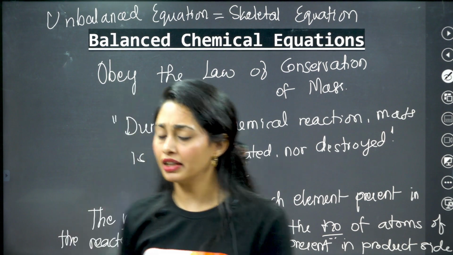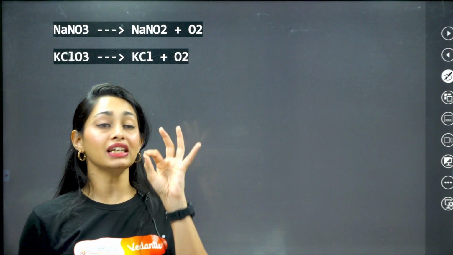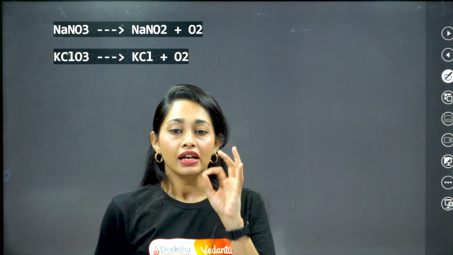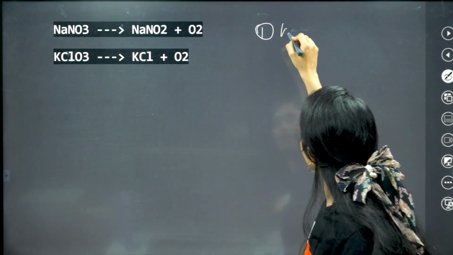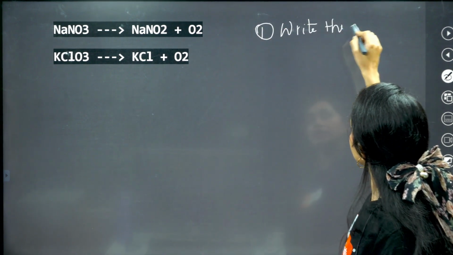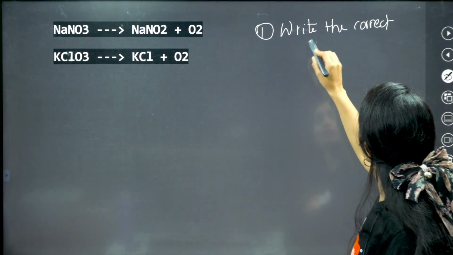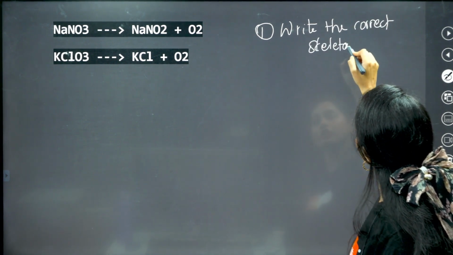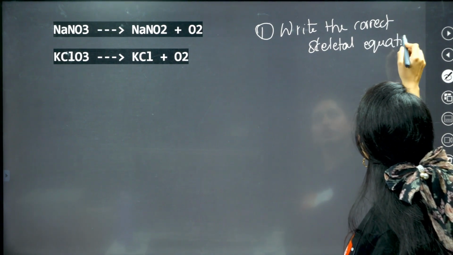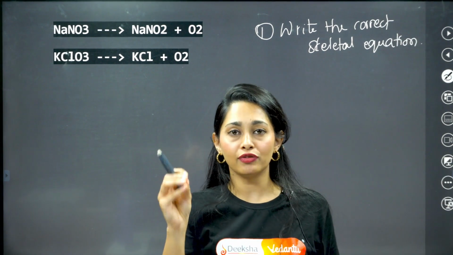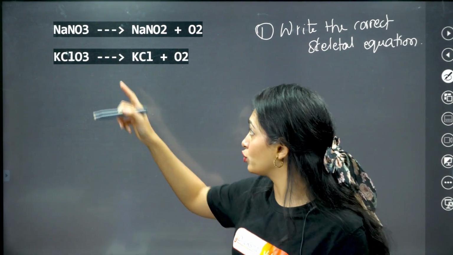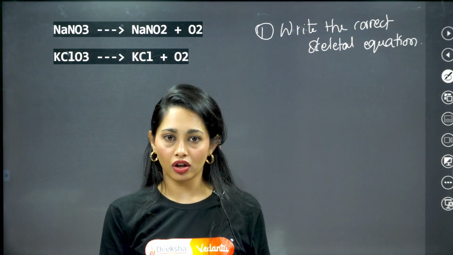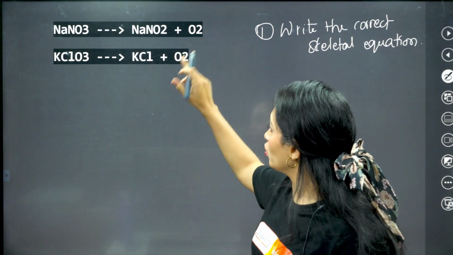And what are the steps that are required to balance a chemical equation? First, you need to write the correct skeletal equation. Writing the correct skeletal equation means you have to write the correct chemical formula and correct chemical symbols. For example, sodium nitrate is NaNO3. If you write Na2NO3, it's wrong. Here it is giving NaNO2 and O2.